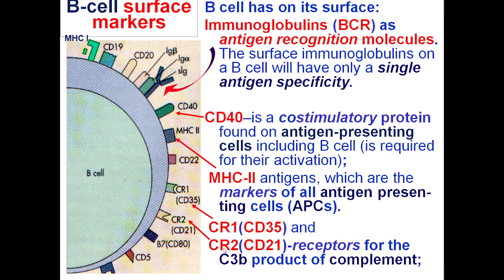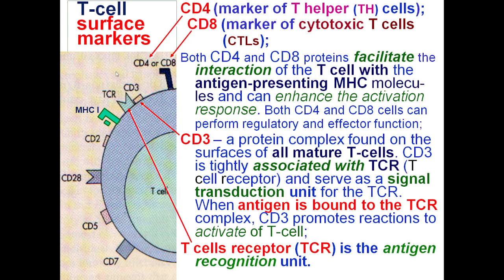Here you see CR1 and CR2, complement recognizing receptors. CR1 is also named CD35 and CR2 is CD21. Both react to the C3b portion of the complement molecule. T helper cells are shown here. They have CD4 receptors, others CD8. If they are still immature, they may have both these receptors and are named double positive cells. Double positive cells are precursors of CD4 or CD8 cells.